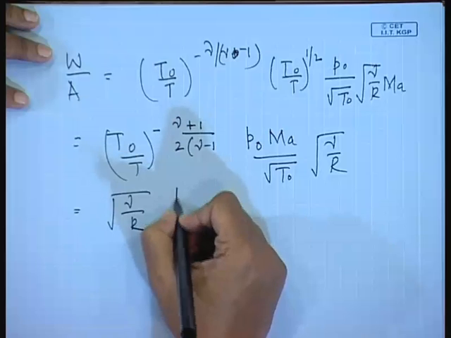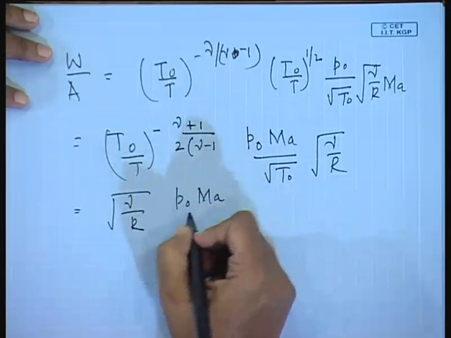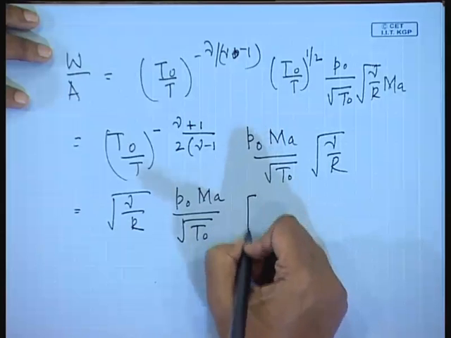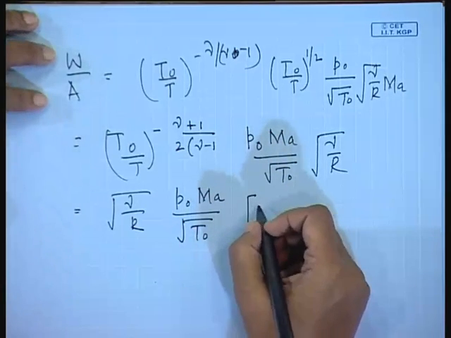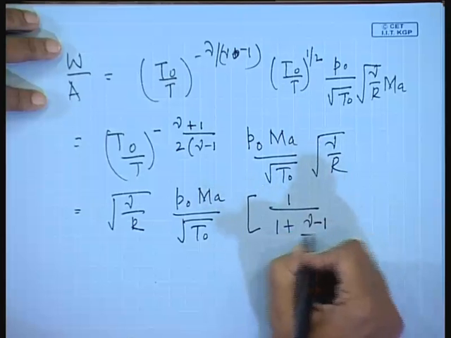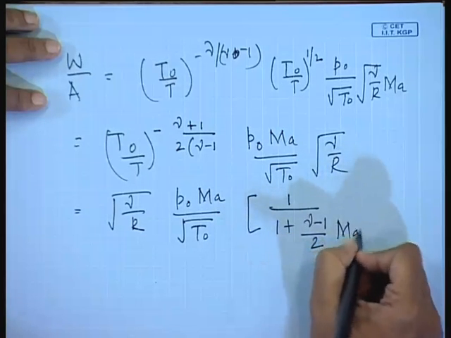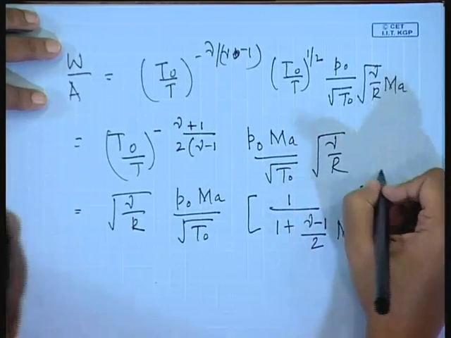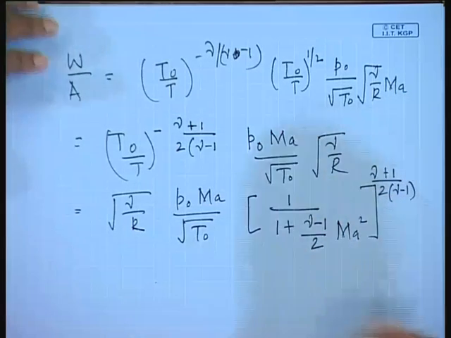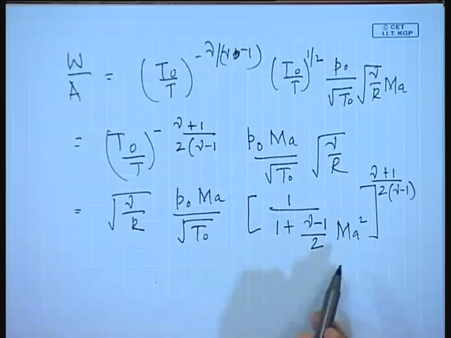Or if I arrange it slightly more, it is almost the same thing, rearranging and writing. I am just bringing all my known parameters towards the left. This whole thing T0 by T I will substitute, I get 1 by 1 plus gamma minus 1 by 2 MA square, this is gamma plus 1 by 2 into gamma minus 1. So, this is the final expression.